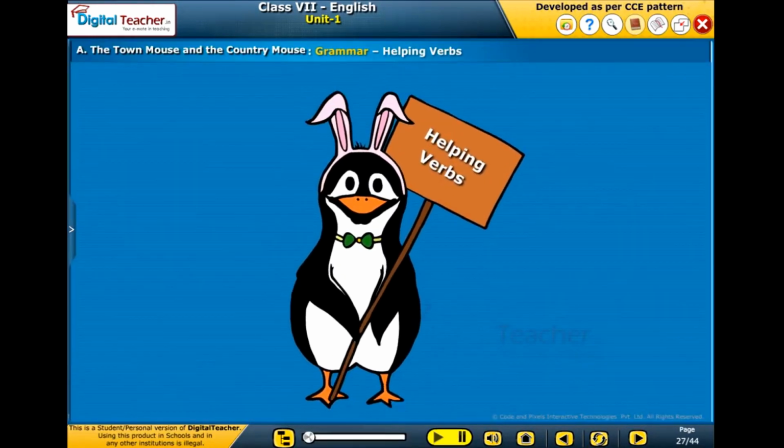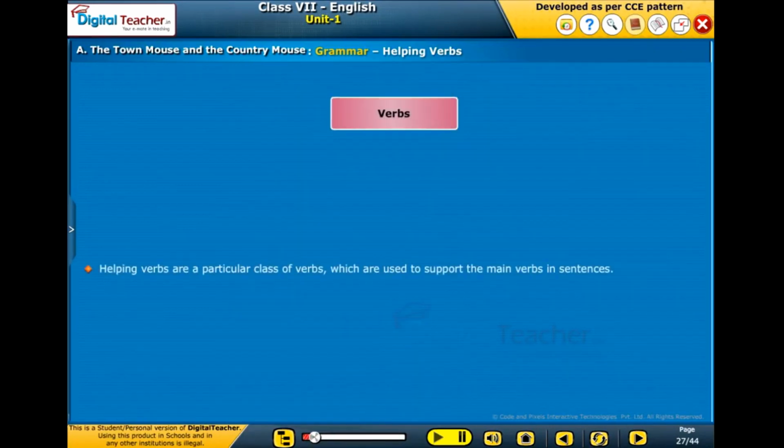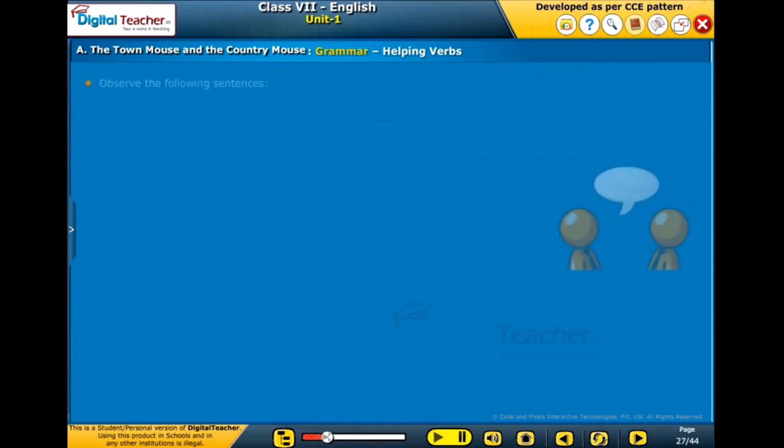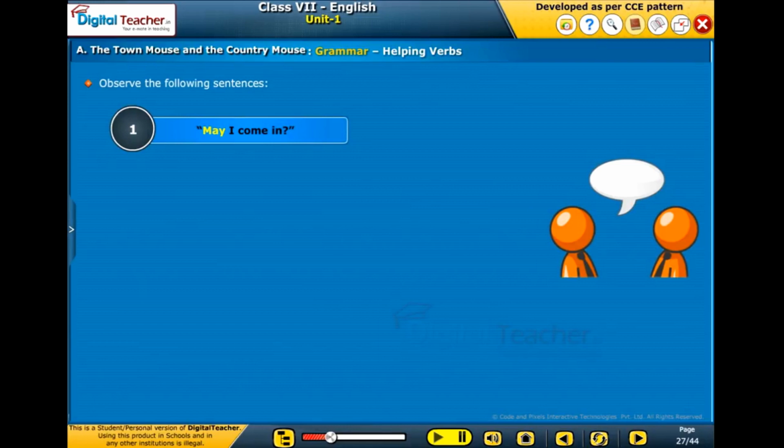Helping verbs. In this section, we will learn about helping verbs. Helping verbs are a particular class of verbs which are used to support the main verbs in sentences. Helping verbs are also called auxiliary verbs. Observe the following sentences. May I come in?